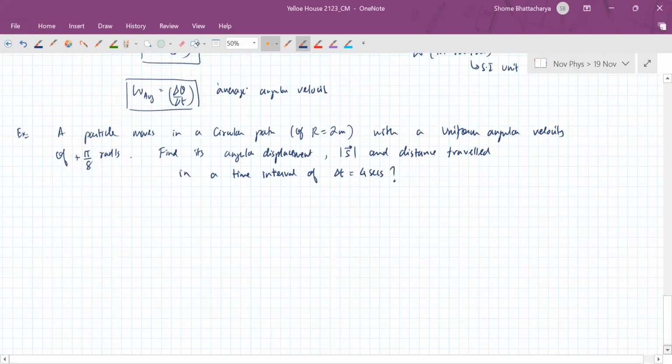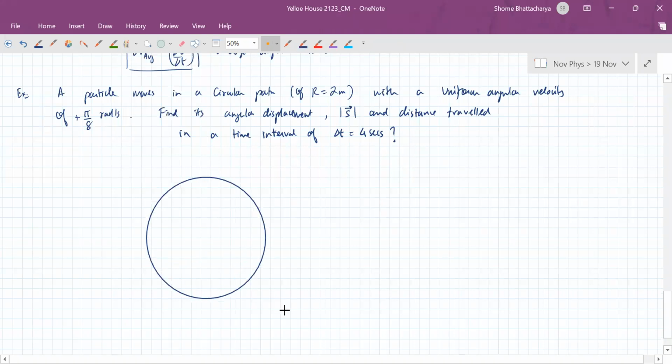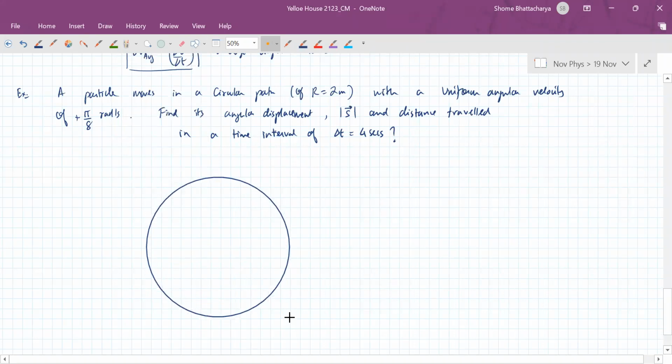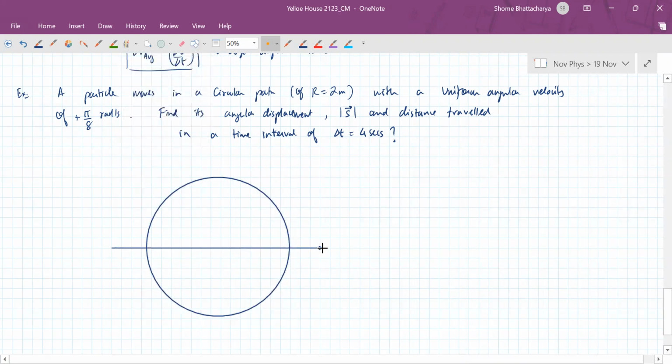Pi by 2 is 90, no? So if something covers an angular displacement of 90 degrees on a circle, what about the linear displacement? It will be the chord which subtends 90 degrees, no? So that's root 8. Correct. 2 root 2. Very good. Root 8.